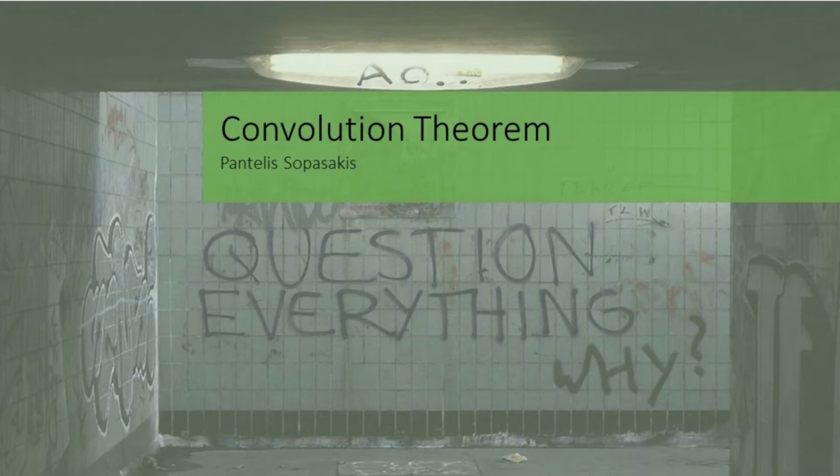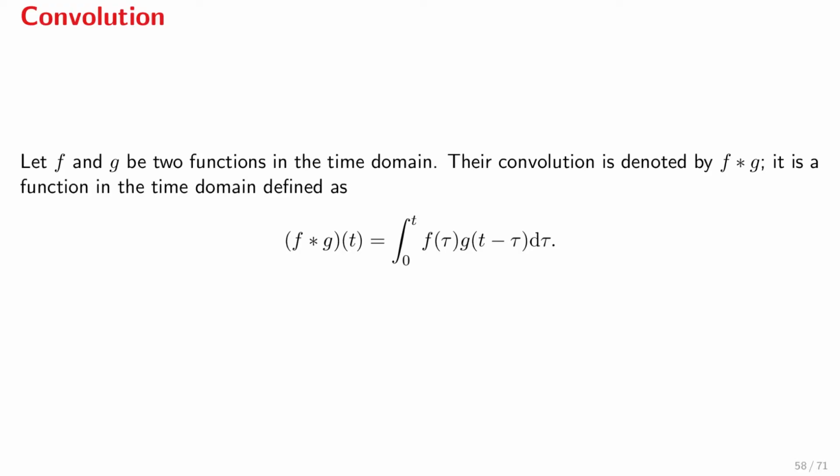So this video lecture is about the convolution theorem, a very important result. And before we start, let's give the definition of the convolution. Let's say that f and g are two time domain signals, two time domain functions. Their convolution is a new function denoted by f asterisk g.